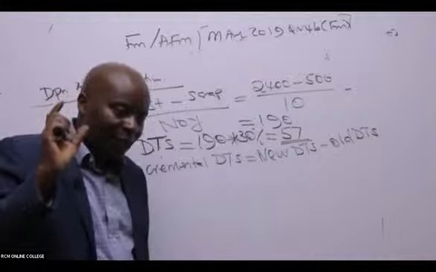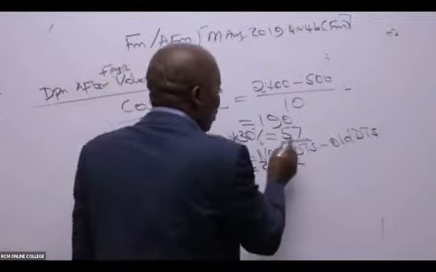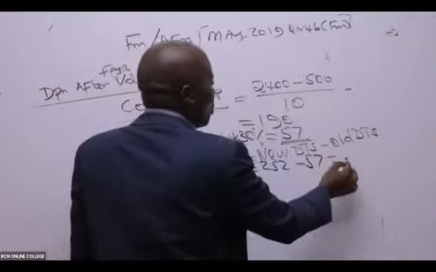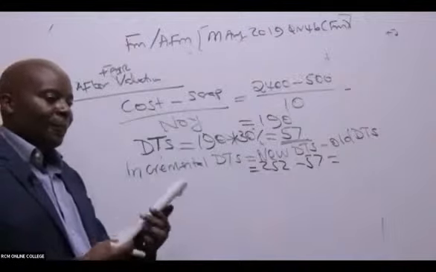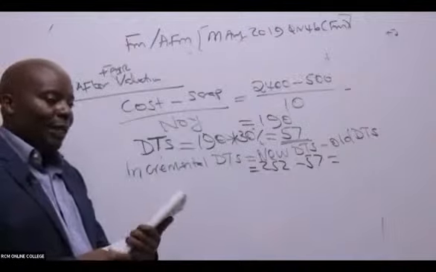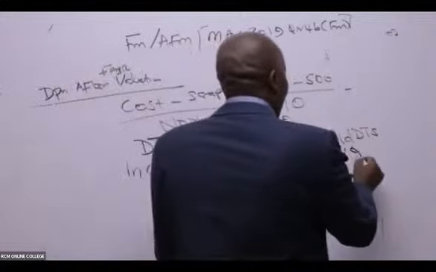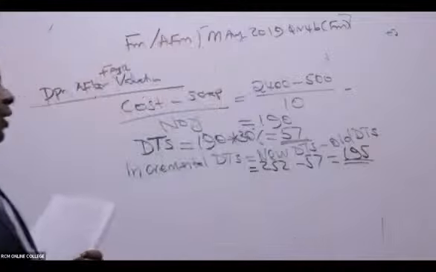Okay, great. 252 minus the old. Remember, this is for the old machine, which was revalued, minus 57. So what figure am I able to get here? We have here 195.